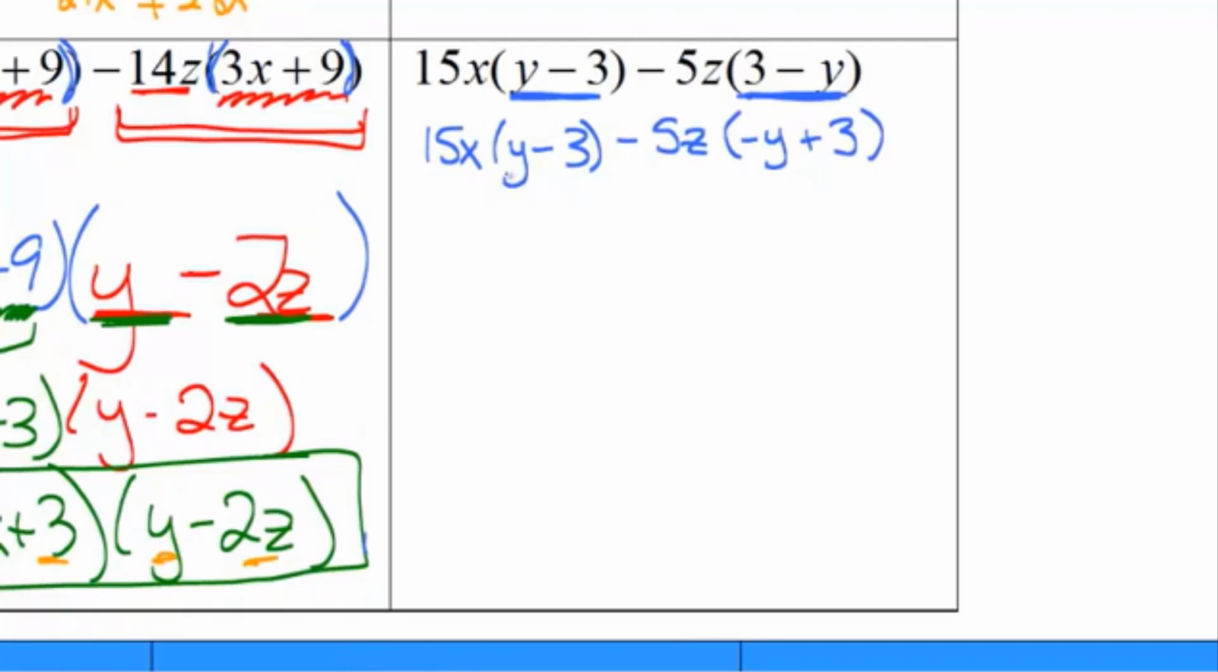Now just by rearranging that, I can see that these two terms aren't exactly the same. In fact, they're only off by a negative. So what I would like to do is factor a -1 out of the second parentheses. So I want to factor a -1 out of this term.